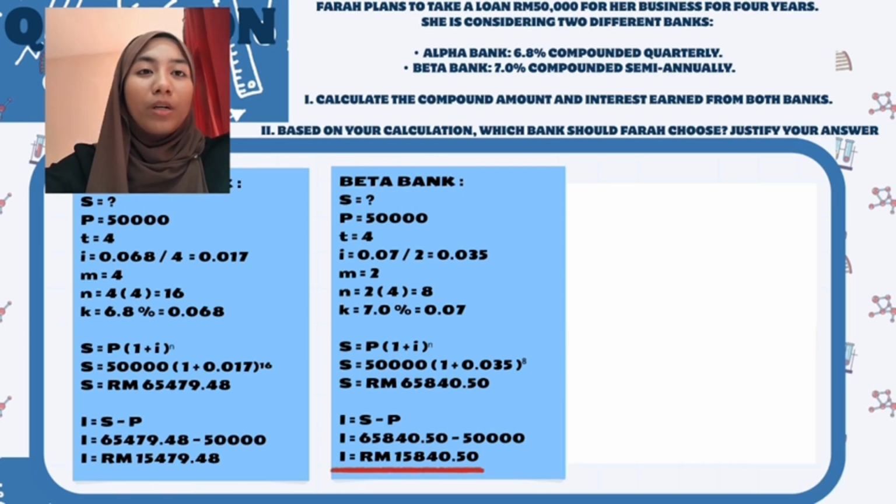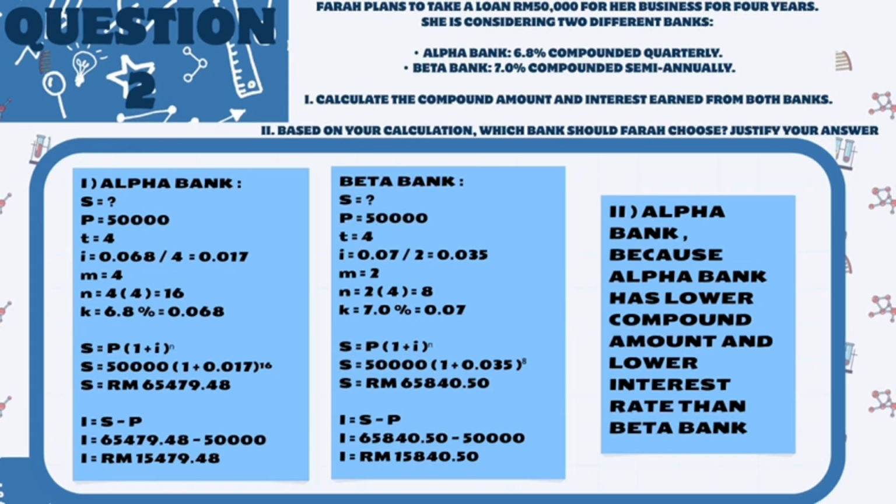The final answer is 15,840.45 Malaysian ringgit. For question number 2, based on your calculation, which bank should Farah choose? Justify the answer. The answer is Alpha Bank, because Alpha Bank has a lower compound amount and lower interest than the Beta Bank.